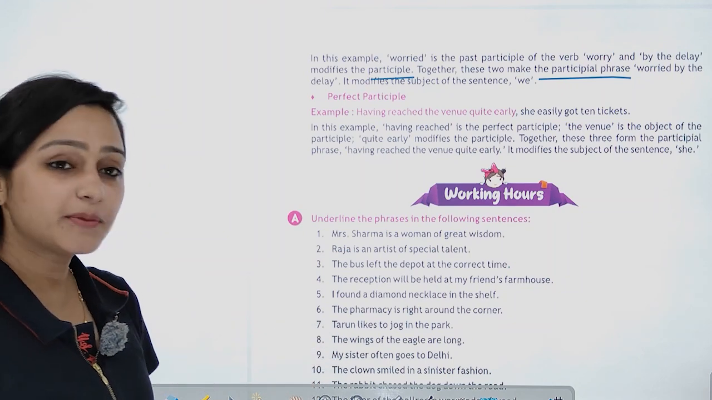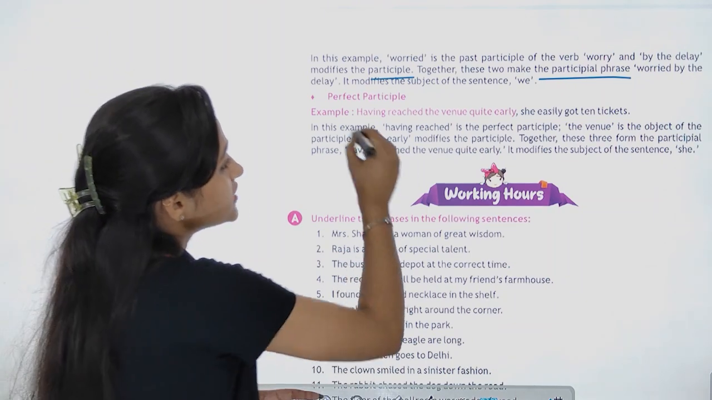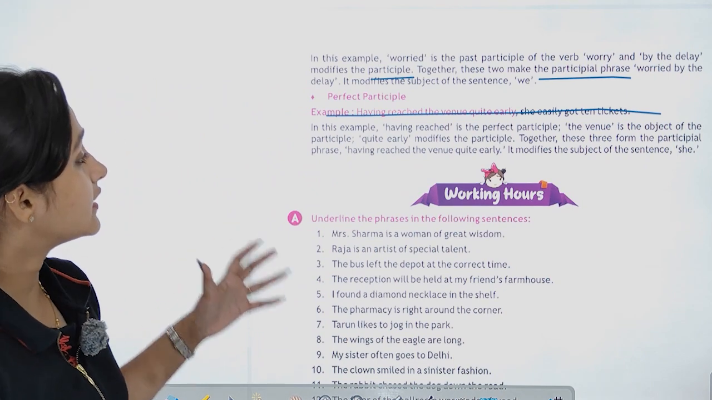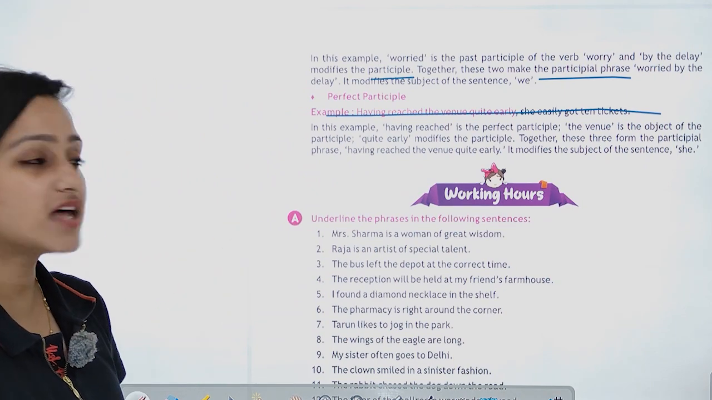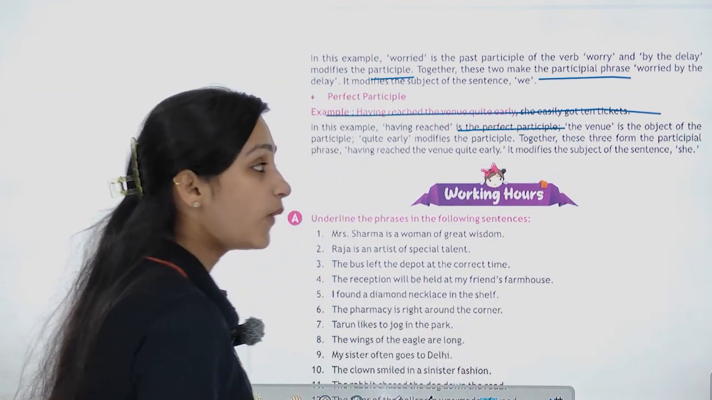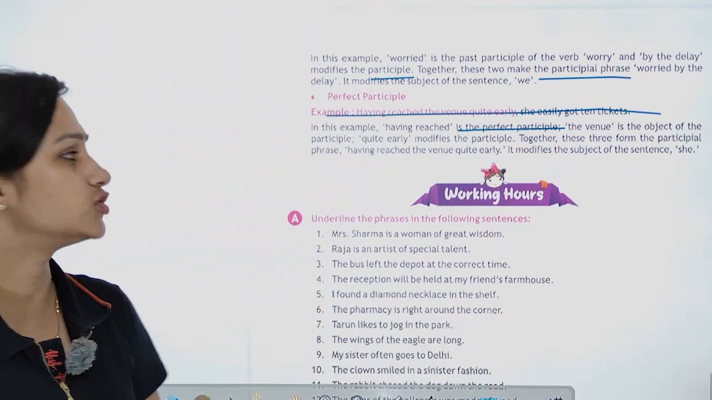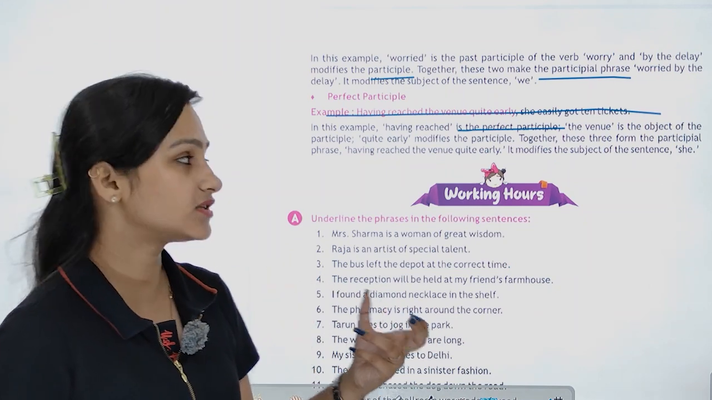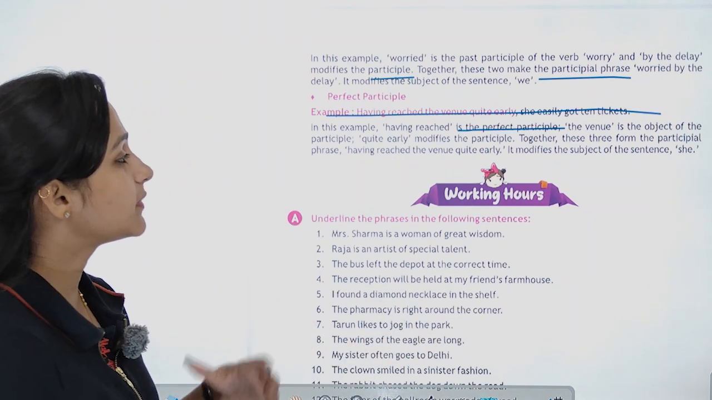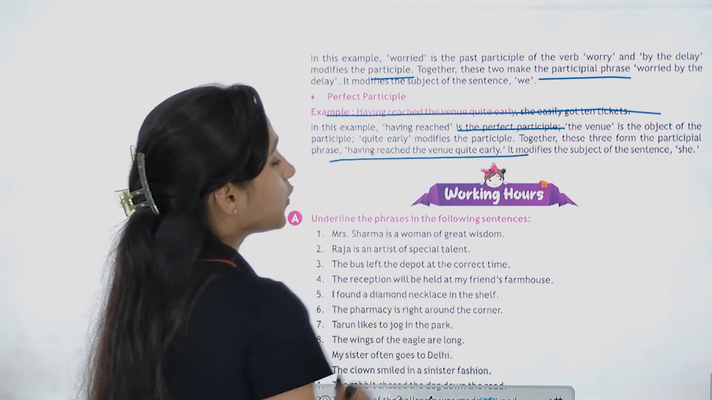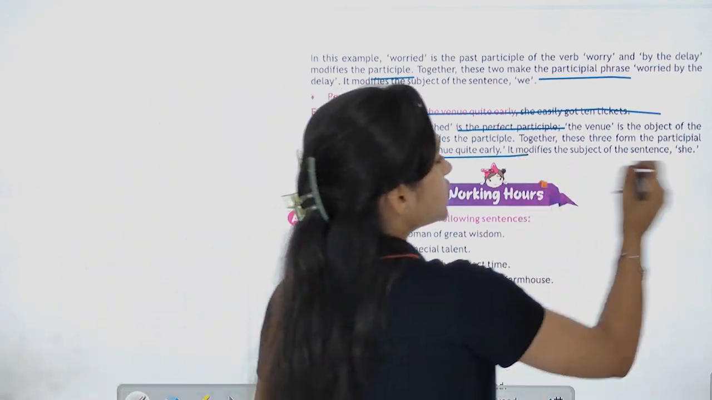So perfect participle. Having reached the venue quite early she easily got 10 tickets. In this example having reached is the past perfect participle. Having reached क्या आपका, perfect participle है. The venue is the object. Venue क्या आपका object हो गया. Object of the participle. Quite early क्या हो गया आपका? Modify कर रहा है participle को. Together these three form the participle phrase: having reached the venue quite early. It modifies the subject of the sentence.